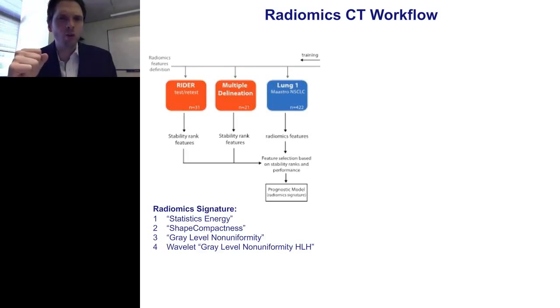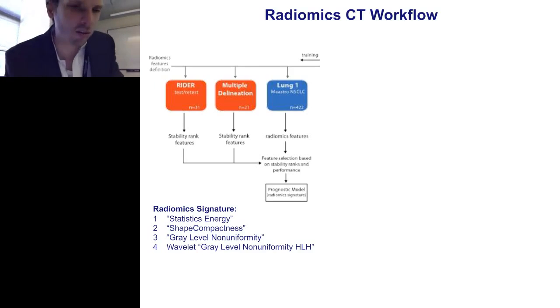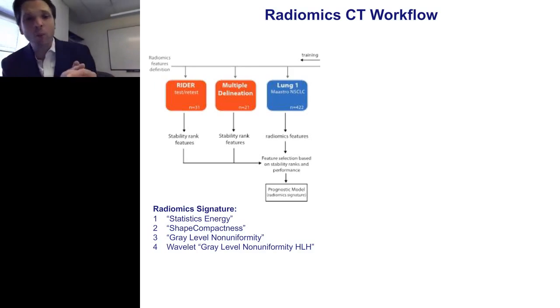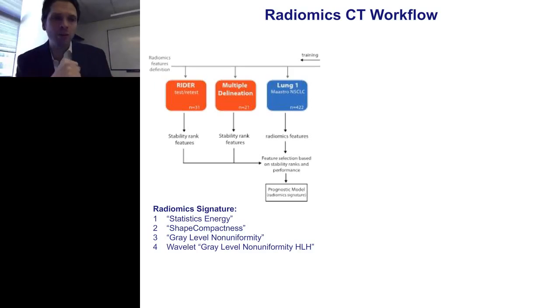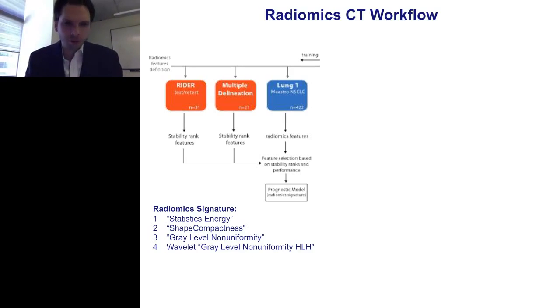The signature was based on statistics energy, so the energy of the total 3D volume, shape compactness, so how compact the shape was, and most importantly, two features that quantify heterogeneity: the gray level non-uniformity and the wavelet gray level non-uniformity. We also found that these two features really were driving the signature, being the most important in it.